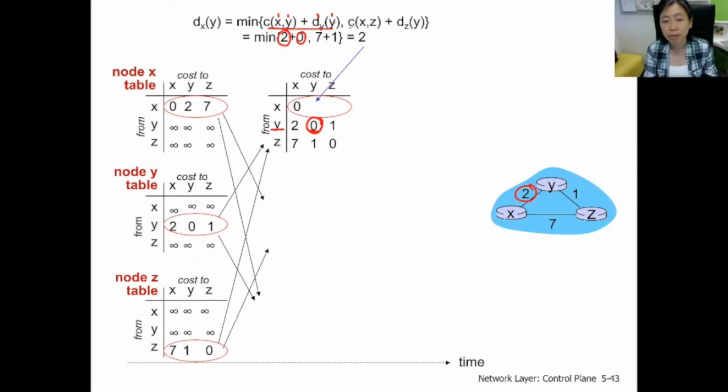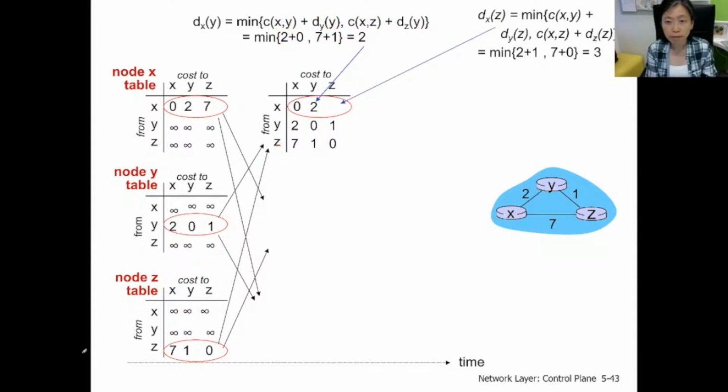Now, for the second neighbor z, link cost of xz is 7. So 7 right here. Shortest distance from neighbor z to destination y, we need to look up the table, from z to y. Right here, it says 1. So 7 plus 1 is 8, and this is 2 only. Therefore, y wins. Y is the next hop router to y. So we write 2 right here for xy.